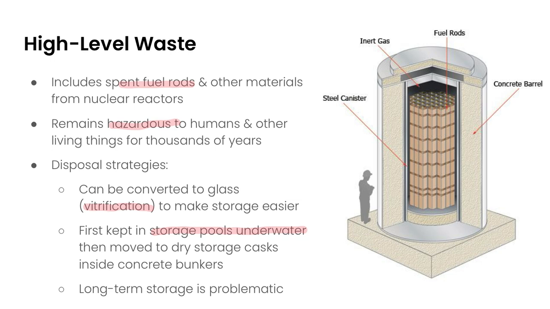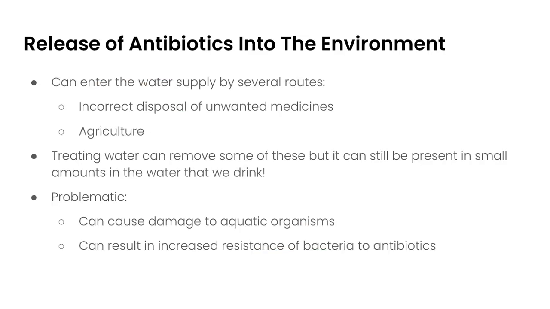Once they've been underwater for a certain amount of time, they're moved into dry storage casks that are inside concrete bunkers. This is an example here of a dry storage cask. It's got thick walls made of both steel and concrete, and all of the spent or high level waste is stored inside of there. Long-term storage is quite problematic, though, because of the very long half-life as well as the very, very high activity. So that's how we get rid of nuclear waste.